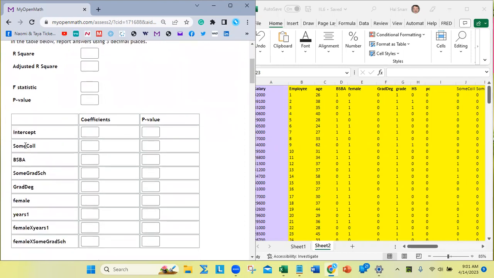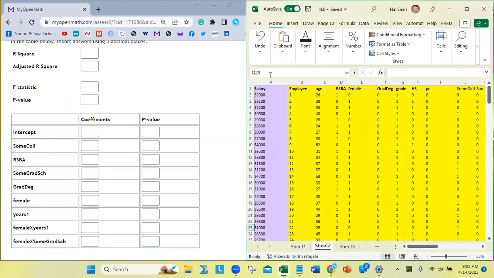We want to have some college, BSBA, some grad school, grad degree, female, years 1, which is the years at the present bank. And then we're going to have 2 additional variables we're going to create. Okay, so what I'm going to do is copy the variables one by one from sheet 1 into sheet 3.